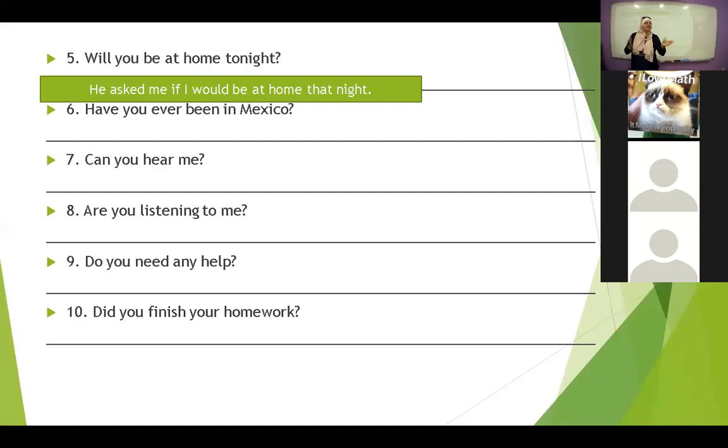We are reporting everything in the sentence, not only the verb, not only the pronouns, even the keywords, the time expressions should be changed. We report everything in the sentence because I told you, the sentence is one unit. Move to number 6, please.